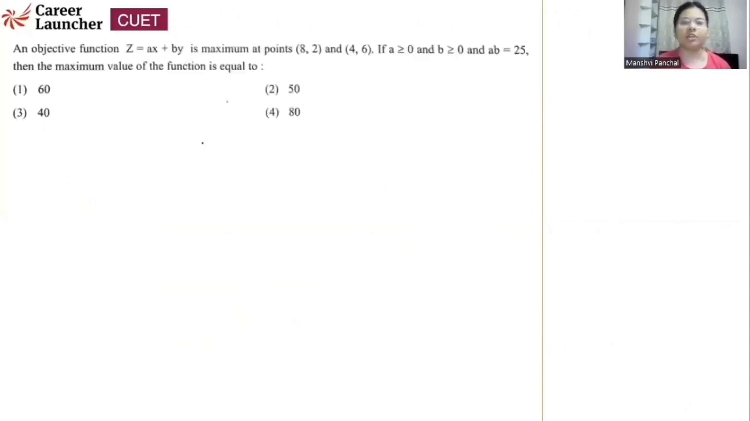The objective function z equals ax plus by is maximum at points (8, 2) and (4, 6). If a is greater than 0, b is greater than 0 and ab is 25, then the maximum value of the function is equal to. So it means that if it is maximum at both the points, then 8a plus 2b is equal to 4a plus 6b. If I take a here, it will be 4a, and b here, so 6b minus 2b is 4b. It means a equals b. I'll put this in this equation, which is ab equals 25. So this will become a square equals 25.